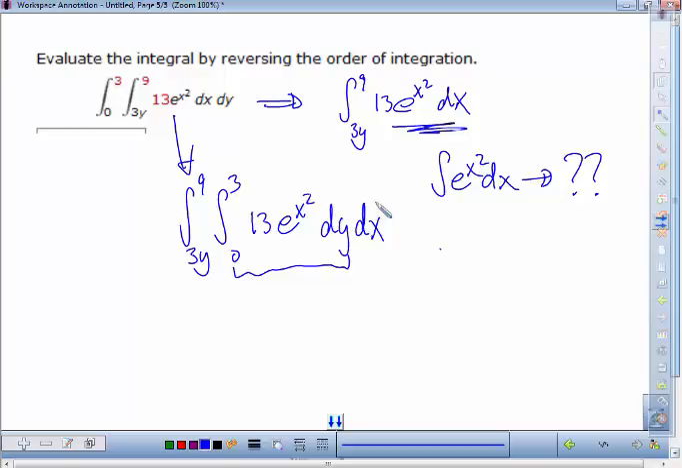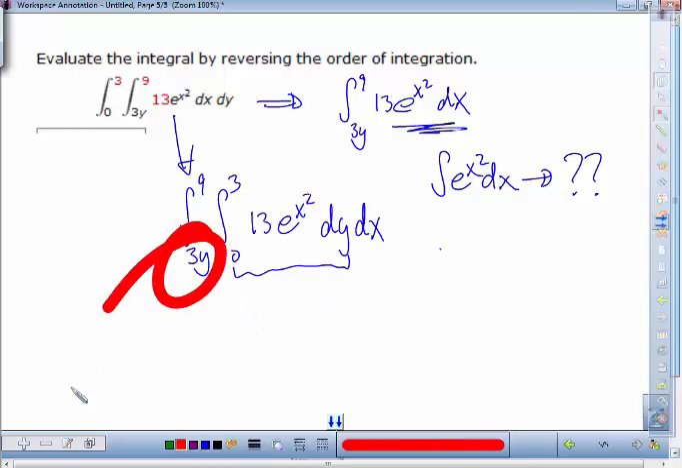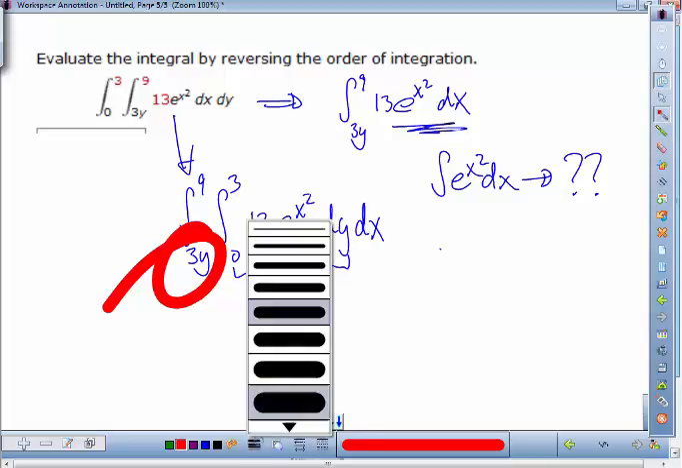What's wrong with this? That should have been in dark red. Constant limits on the outside. You can't just switch this. All right, so that's strike two.